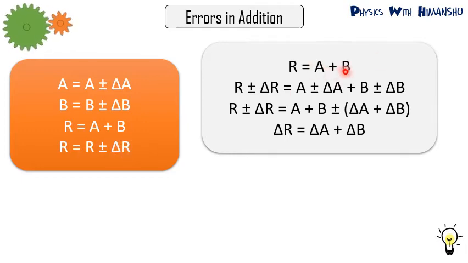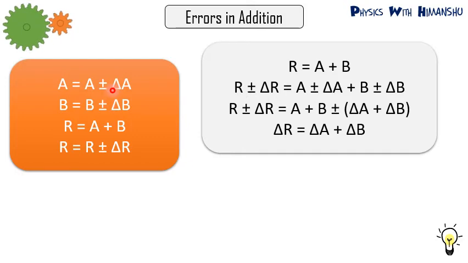So R is basically A plus B. We'll put the value of R to be R plus minus del R, A to be A plus minus del A, B to be B plus minus del B. This is basically the derivation. So all these values have come from this side. If you see, R is basically equal to A plus B. So R will get cancelled out from A plus B, and del R will be equal to del A plus del B. So if two quantities get added up, then their errors will also get added up.